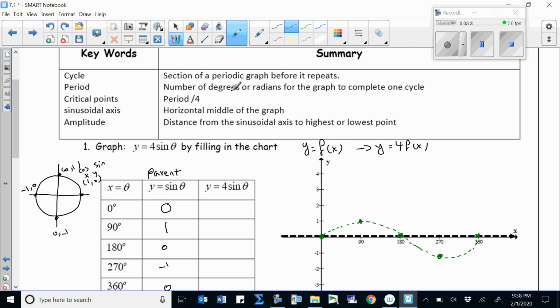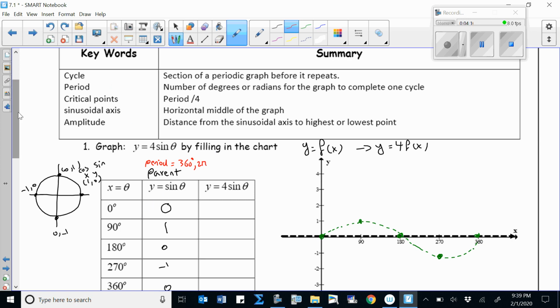Period is the number of degrees or radians for the graph to complete one cycle. So how many degrees does this function need to complete one cycle? It needs 360 degrees, from 0 to 360. So we can say the period of this parent function is equal to 360 degrees. Or if we are working with radians, we can write 2 pi.